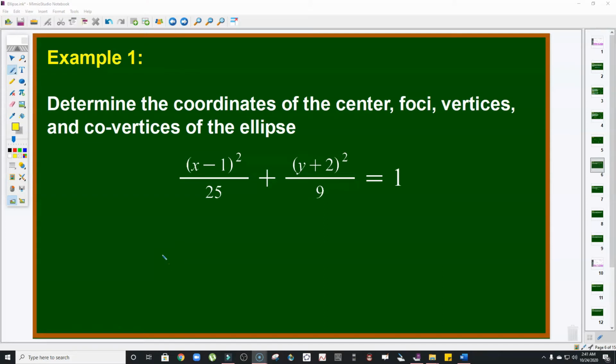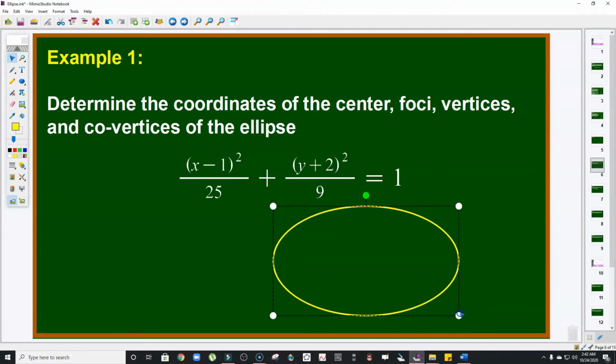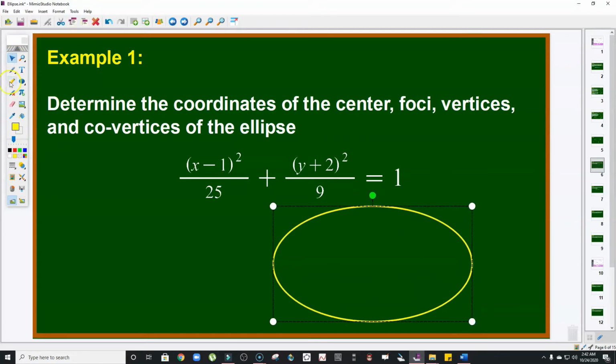Example number 1. Determine the coordinates of the center, foci, vertices, and co-vertices of the ellipse (x minus 1) squared over 25 plus (y plus 2) squared over 9 equals 1. Looking at the equation, this is 25, this is 9, it implies that the major axis is horizontal. It will be better if we sketch the ellipse, but take note, this is not the actual graph of the ellipse. It's just to visualize.